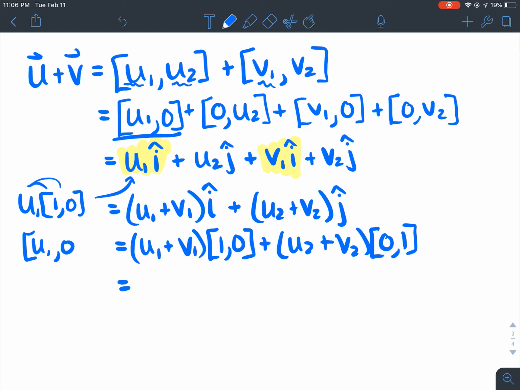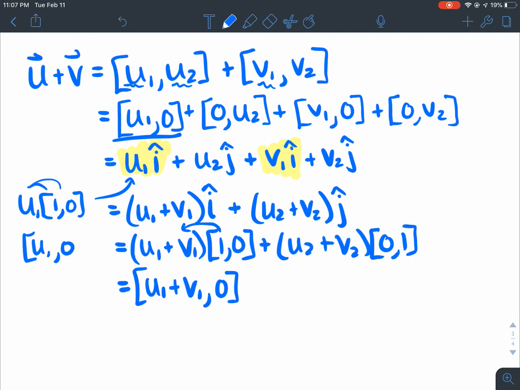And then I could just distribute that. So I would basically have u1 plus v1, comma 0. Because if I just distributed, like multiplied all this by 1 for the x coordinate, and then multiplied it by 0 for the y coordinate, that's what I would get. And then the next one, I would get 0, since this is 0. And then I would get u2 plus v2 if I just distributed that unit vector through it.